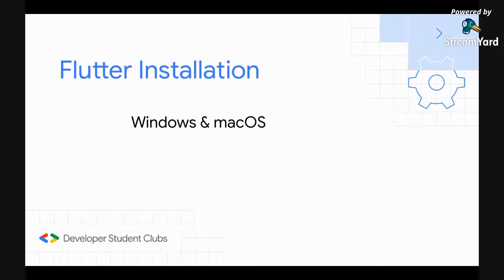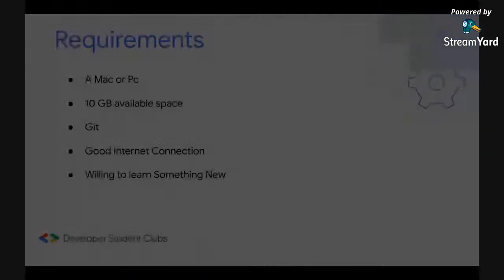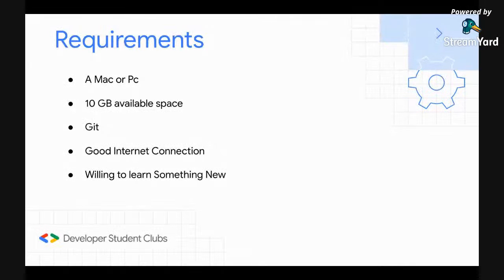At first, before going through the installation process, let me describe the requirements to install Flutter on your system. You need a Mac or a PC, that is a Windows PC. Then you need 10 GB of available space on your computer. Yes, it is a requirement, because we have to install SDKs as well as code editors.